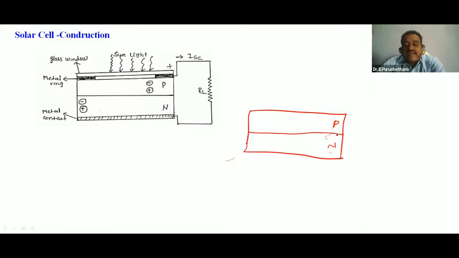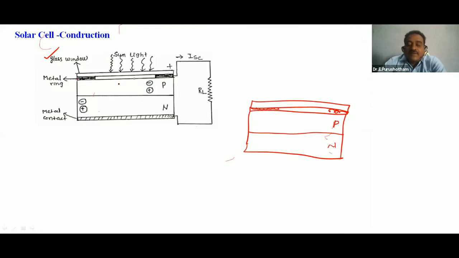A glass window is arranged on the metal ring. This is the metal ring. Above this metal ring, a glass window is arranged on the top surface of the glass box. So light rays may fall on the glass window. Light rays are also allowed to fall on the P type and N type junction.